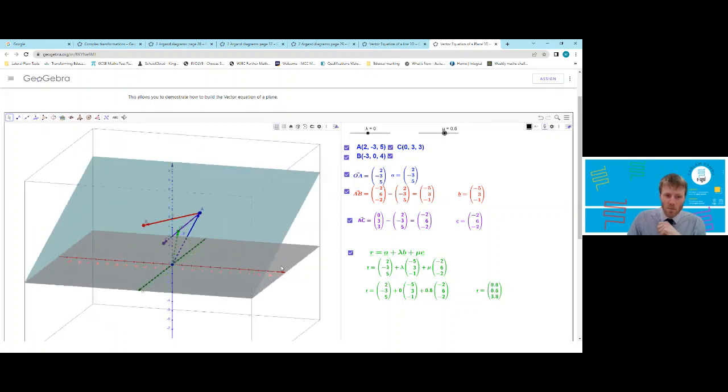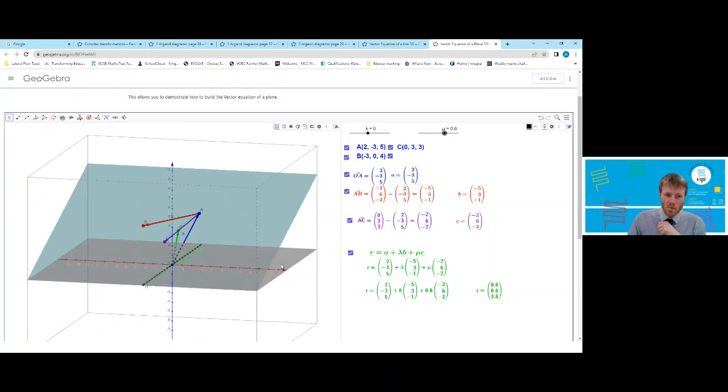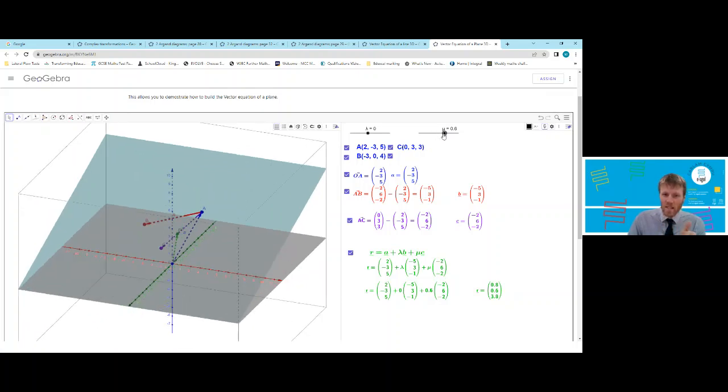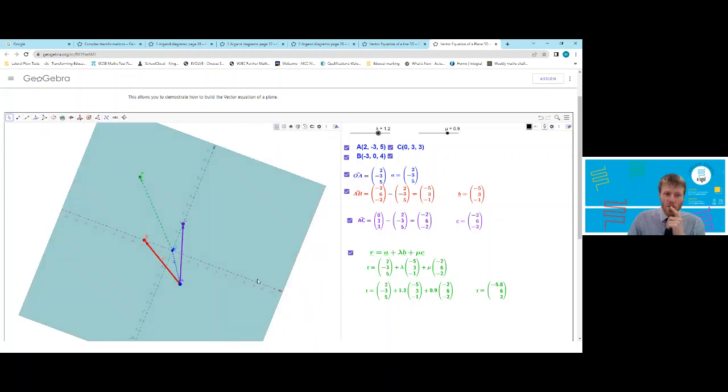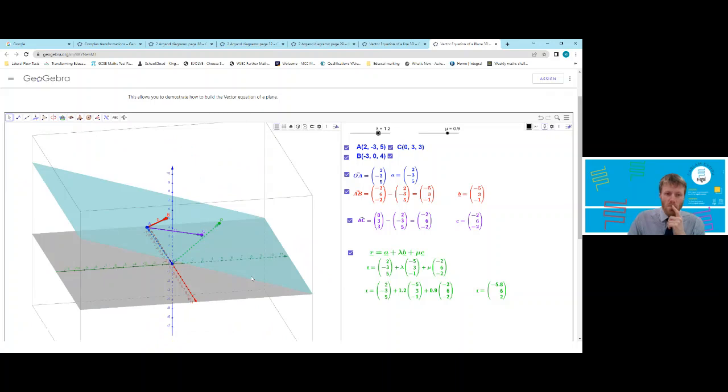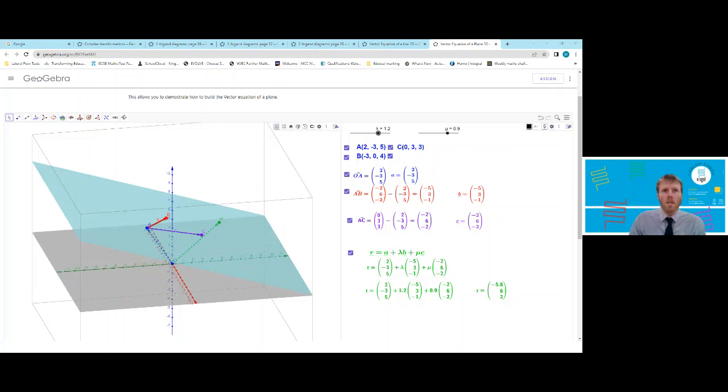If I do both at the same time, that should allow me to enter anywhere on the plane. So I'll change that one. I could move this one here. I'm now somewhere else on the plane in three-dimensional space. So the combination of both of those allows me to access anywhere on the plane. Let's head back to the PowerPoint and try an exam question.